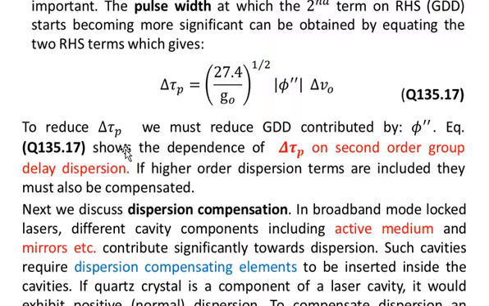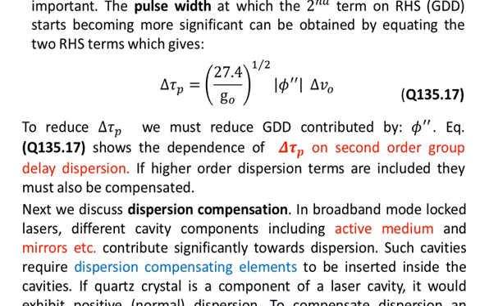To reduce delta tau p, we must reduce GDD contributed by phi double prime. So if you reduce the value of phi double prime, of course you can reduce delta tau p. Equation number 17 shows the dependence of delta tau p on the second order group delay dispersion. So this derivative represents the second order group delay dispersion. If higher order dispersion terms are included, they must also be compensated.